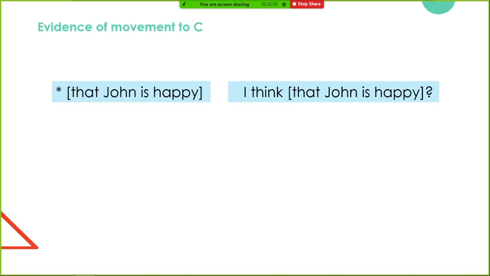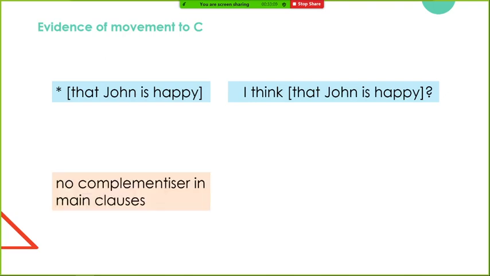The problem, however, is that the facts conspire against us to try and come up with the evidence that that is in fact a true statement. And the reason for this is, well, partly because you never get complementizers in main clauses. You can't say that John is happy as a main clause. You can only have a complementizer in an embedded clause. I think that John is happy. So no complementizers appear in main clauses.